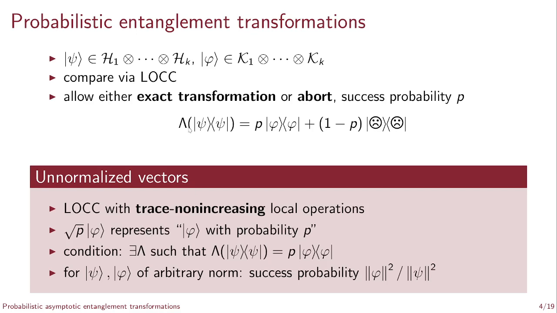So we can just write, instead of this formula, that there exists a trace non-increasing LOCC channel lambda, such that lambda applied to the projection onto psi is p times the projection onto phi. And by linearity, we can just freely move around these coefficients, and what really matters is the ratio of the norms, which gives the success probability.